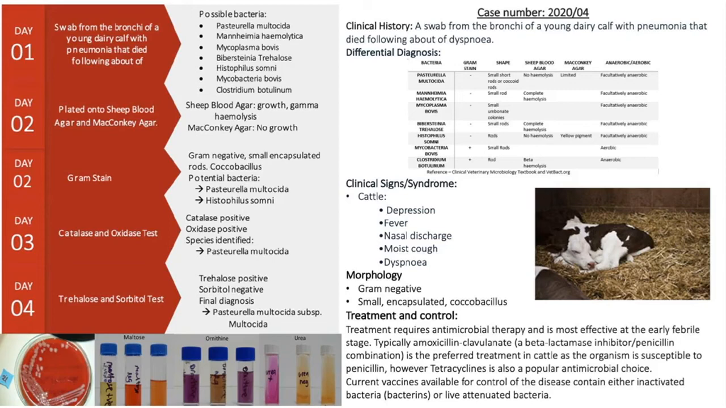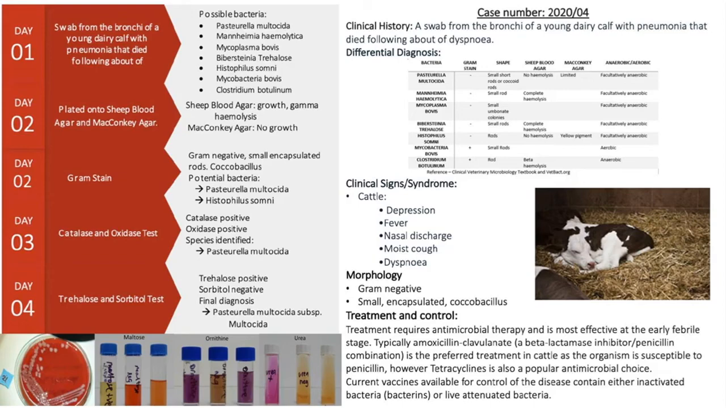For treatment and control, the treatment requires antimicrobial therapy and is most effective at the early febrile stage. Typically, amoxicillin clavulanate, a beta-lactamase inhibitor and penicillin combination, is the preferred treatment in cattle as the organism is susceptible to penicillin. However, tetracyclines are also a popular antimicrobial choice. Current vaccines are available for the control of the disease, and they contain either an inactivated bacteria or a live attenuated bacteria.